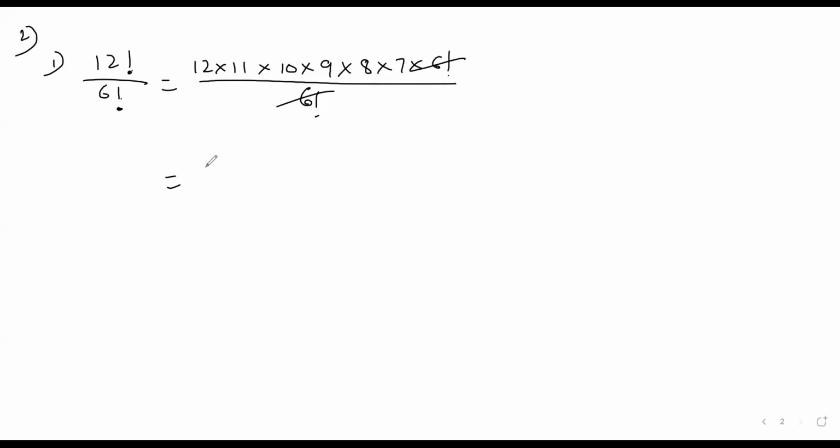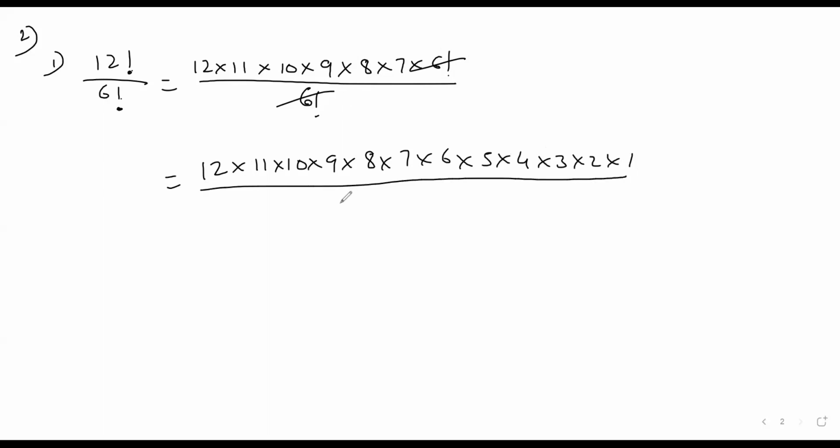Even if I don't write it like this, I can write it 12 into 11 into 10 into 9 into 8 into 7 into 6 into 5 into 4 into 3 into 2 into 1. And what is 6 factorial? 6 into 5 into 4 into 3 into 2 into 1. This will get cancelled with this. So 6 factorial is getting cancelled with 6 factorial. This is your answer.